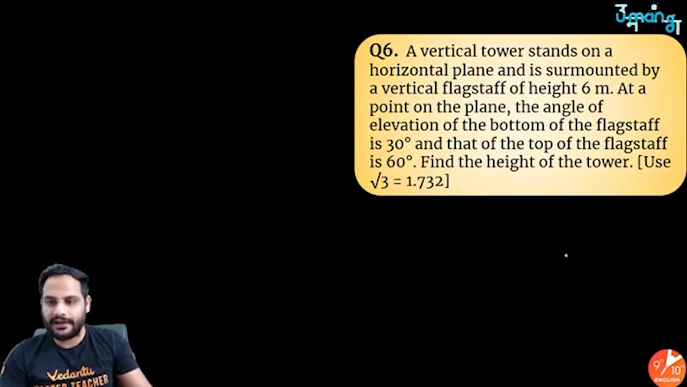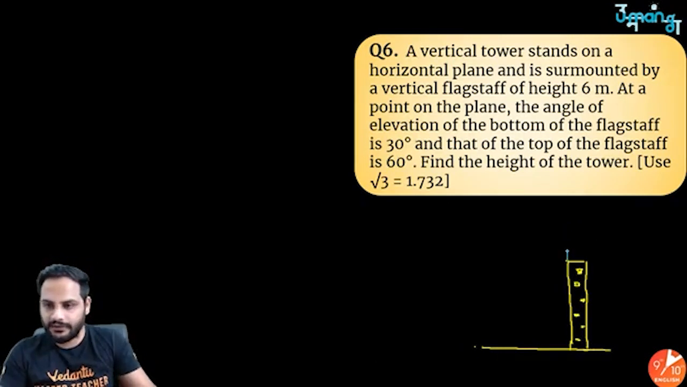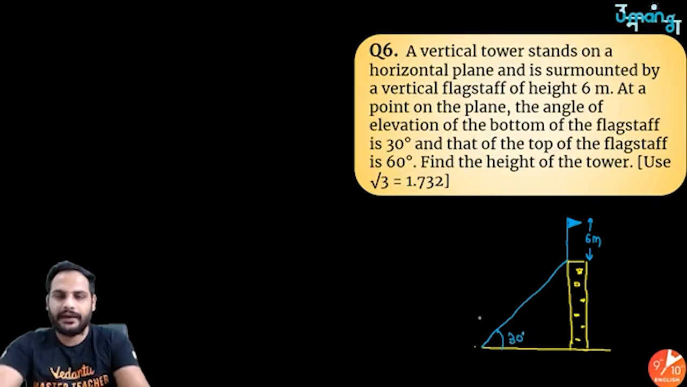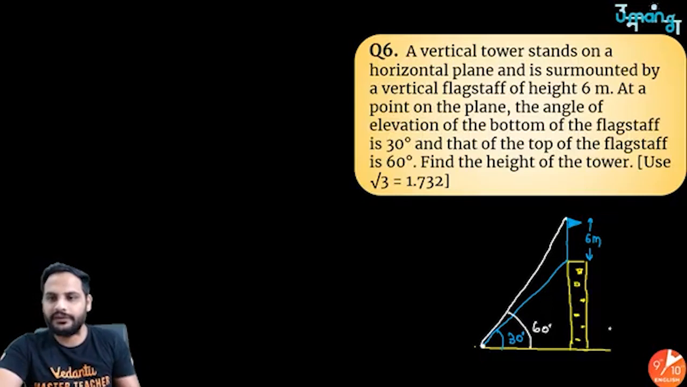So what you can do here, look at the diagram carefully. Suppose this is your tower. On the top of this tower, we have a flagstaff of height 6 meters. So its height is given as 6 meters. From a point on the ground, the angle of elevation of the bottom of the flagstaff is 30 degree. And the angle of elevation of the top of the flagstaff from this point will be 60 degree.